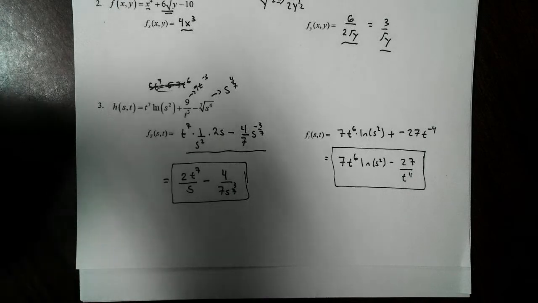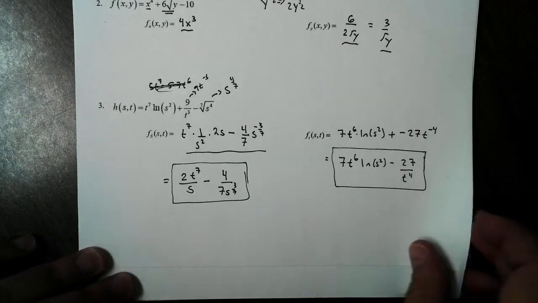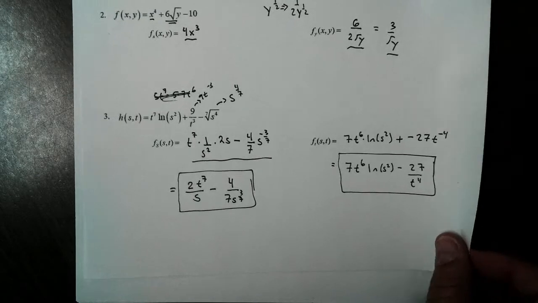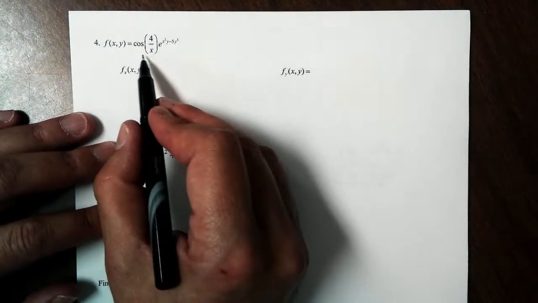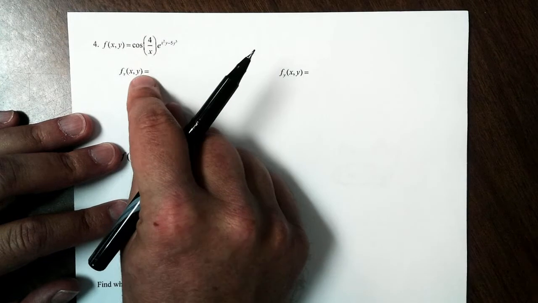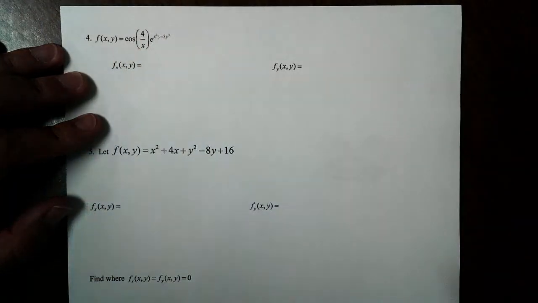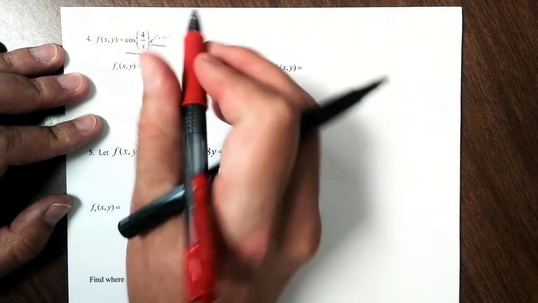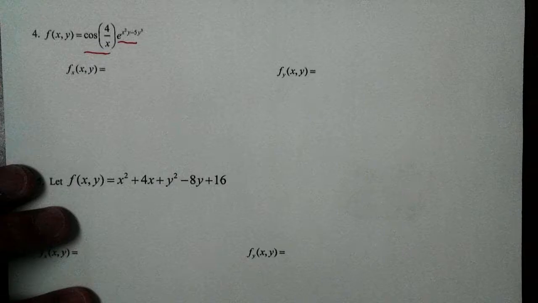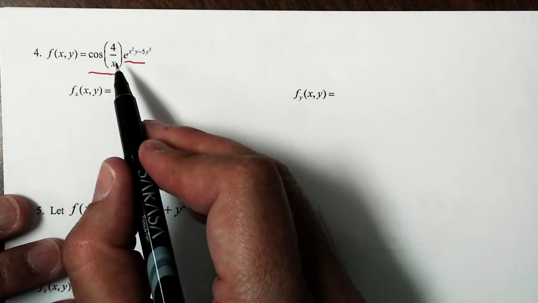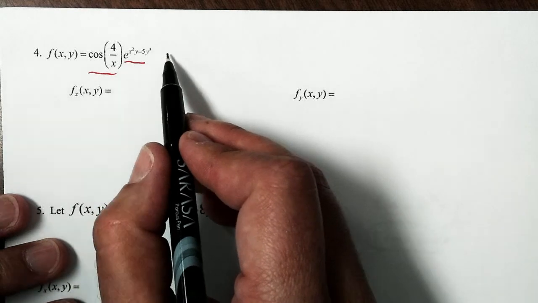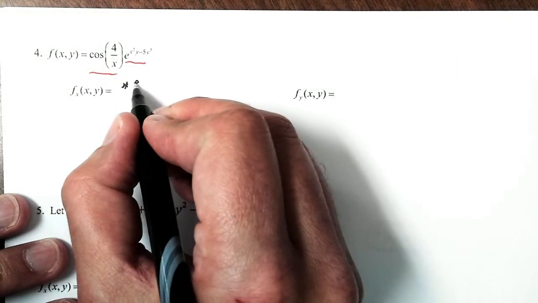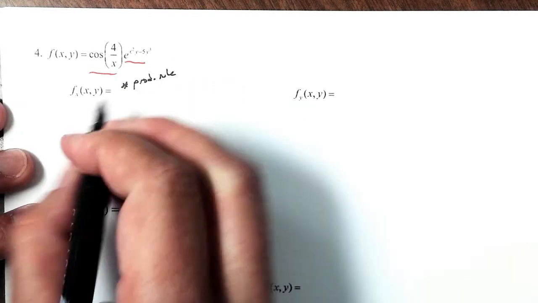Very easy to do. All right, so let's take a look at another example. So for question number 4, well, okay, this escalated quickly. Okay, so we are taking the derivative with respect to x. This one looks a little bit worse because we are going to have to use our product rule. So let me go ahead and zoom in here. This is cosine 4 over x, e to the x squared y minus 5y cubed. I am going to have to use the product rule here, so this is going to get nasty fast.